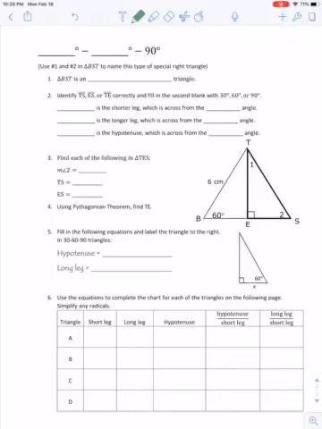Okay, guys, we're on the next page. Wait, is this just the second page? Yeah, this is the second page. Okay, so make sure you have this one.